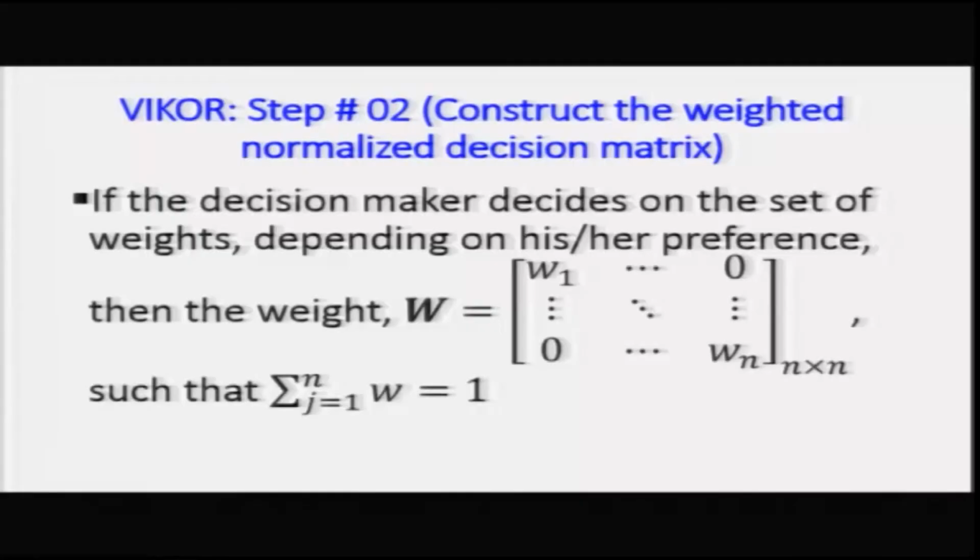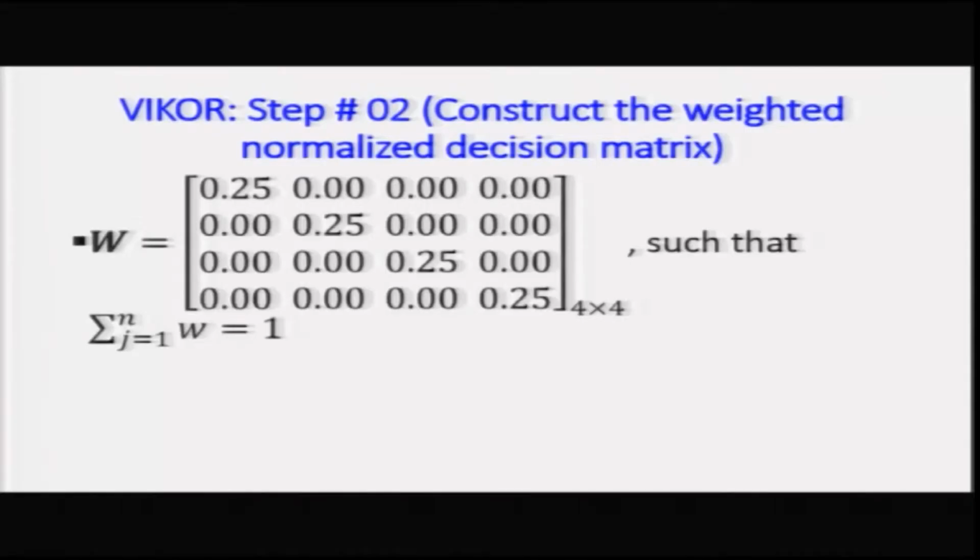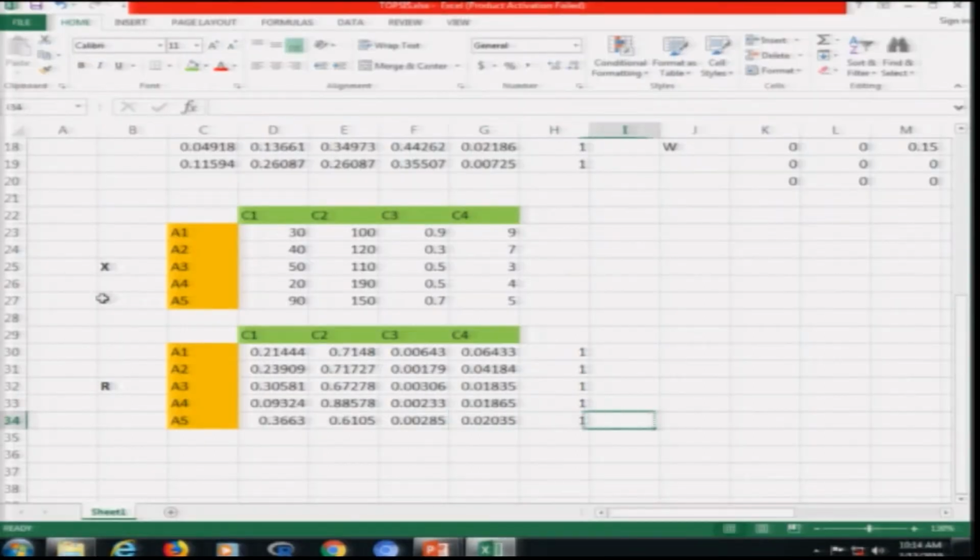Now, the weights will be assumed based on what weight you, as a decision maker, are planning to give to each and every criteria amongst themselves when you compare. So, the weight matrix would be of size n cross n depending on the number of criteria. There are 4 criteria, so the overall matrix for the weights would be 4 cross 4, and the principal diagonal will have all the values. So, let us check what we have done. We take a value of 0.25, which is equal weight for all the 4 criteria. So, let us put the weights accordingly.